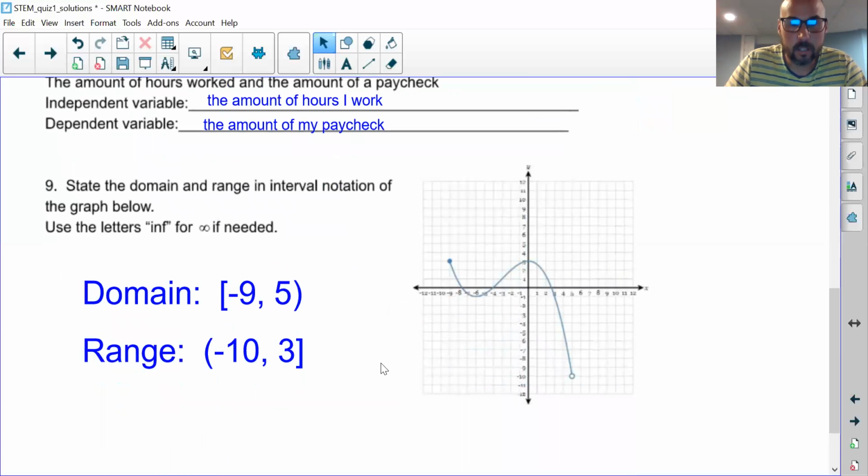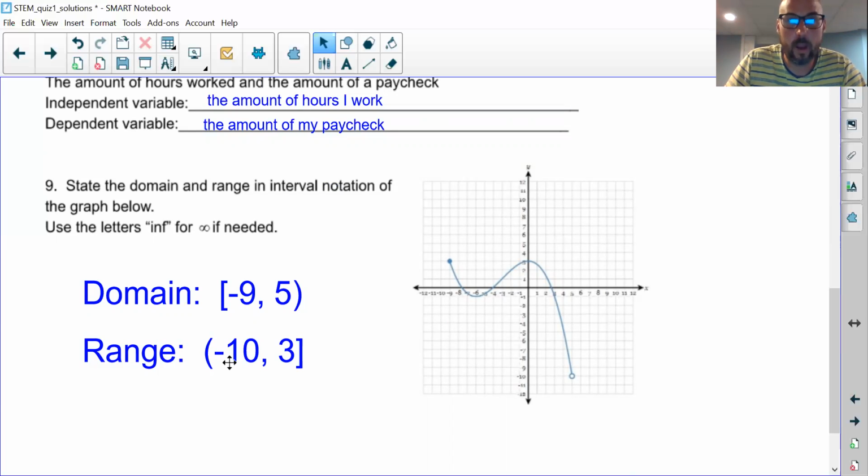Domain and range. Domain, remember, is a set of x values. So you're shifting your head left and right, and you always start with the smallest x value. In this case, it goes as far left to -9. And it includes -9 because you've got a closed circle. So bracket -9. And it goes all the way to the right to, looks like +5, but there's an open circle, so you don't include +5, parentheses.